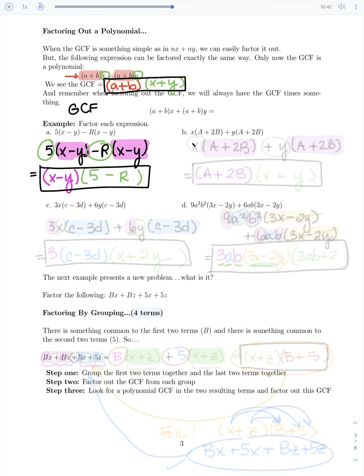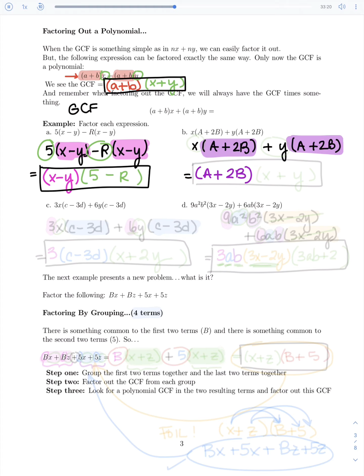In B, we've got x times a plus 2b plus y times a plus 2b. And again, we're factoring, so we're looking for what do they have in common once again. Well, these two pieces have in common an a plus 2b. So just like before, they match up. We're going to pull them out as our common factor exactly as they appear. They appear, though, as an a plus 2b with parentheses around them. So when we pull them out, that'll be the same.